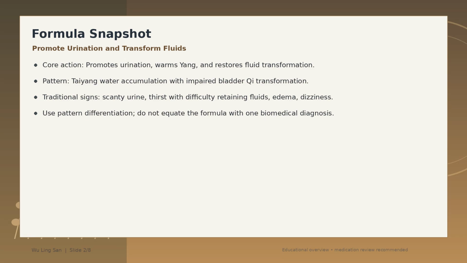Typical clues include scanty urine, thirst with difficulty retaining fluids, edema, dizziness, headache, and a floating pulse. These findings are not all required, and the same biomedical diagnosis can present with different Chinese medicine patterns. Conversely, these traditional signs can arise from multiple biomedical conditions. That is why pattern differentiation and conventional red flag screening should occur together.